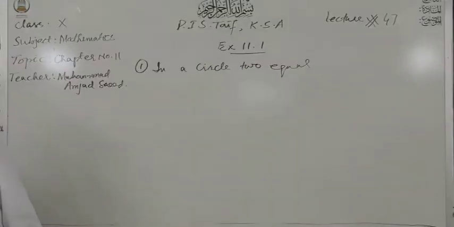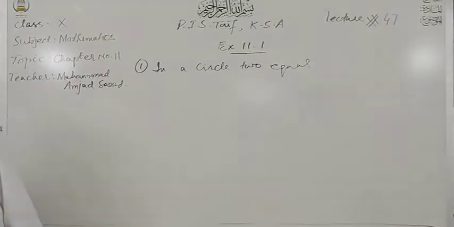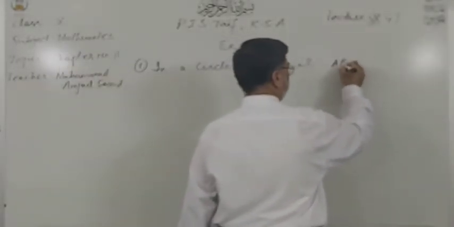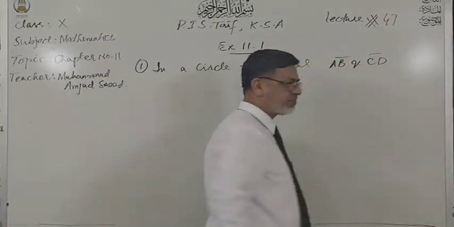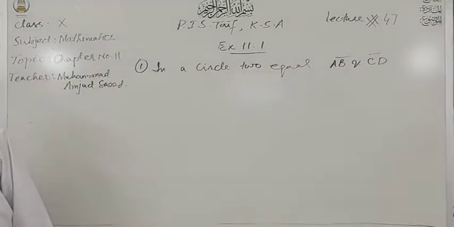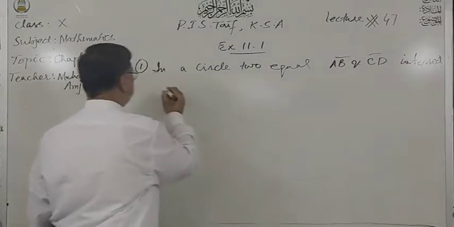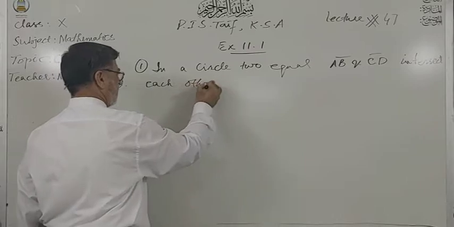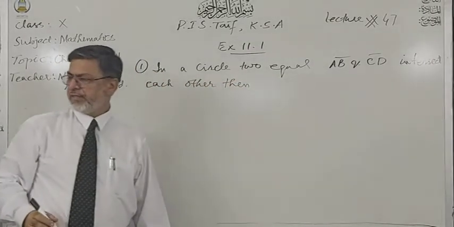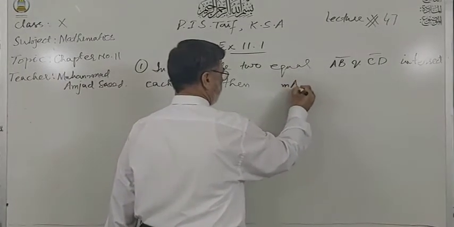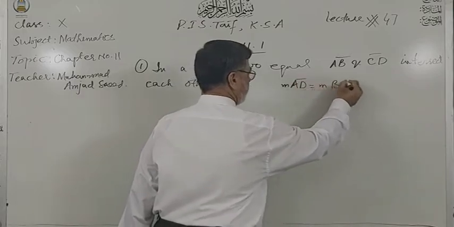Two equal diameters AB and CD intersect each other, then we have to prove that AD is equal to BC. Measurement AD is equal to measurement BC.